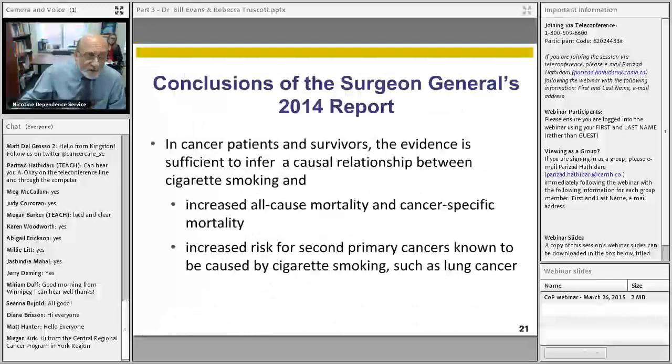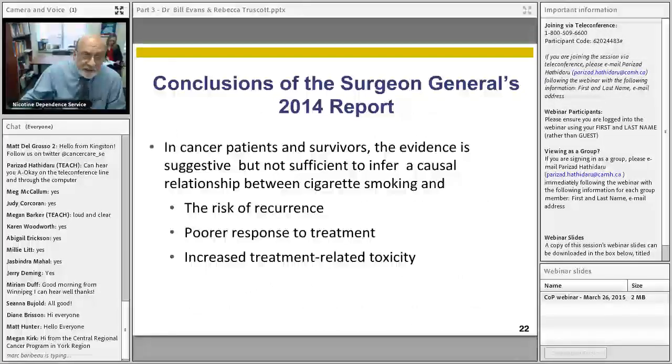To summarize at a high level what the Surgeon General's report says: in both cancer patients and survivors of cancer treatment, the evidence that exists now is sufficient to infer a causal relationship between cigarette smoking and increased all-cause mortality, so death from all types of diseases, but also cancer-specific mortality. As well, there's evidence of a causal relationship between smoking and an increased risk for second primary cancers, particularly lung cancer.